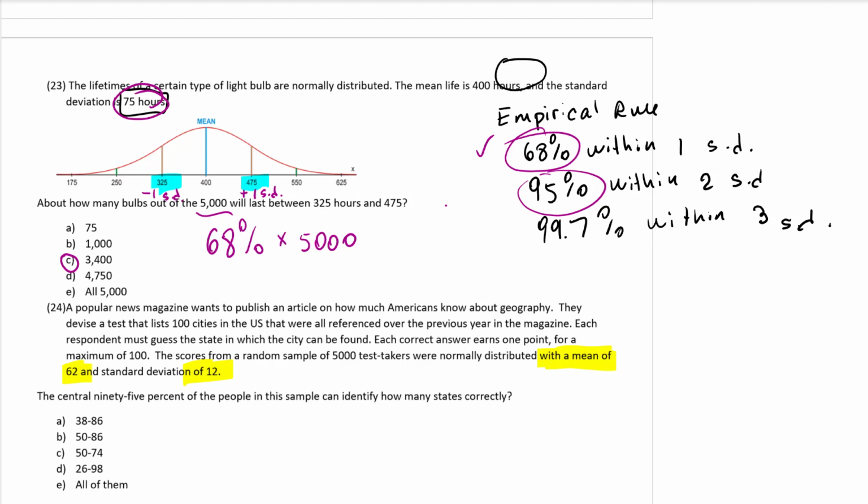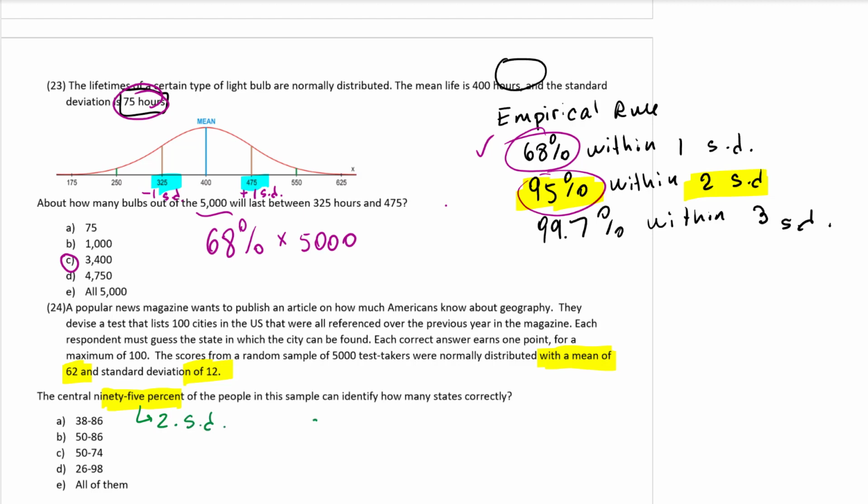All right, so that means that on average, the score will be 62, give or take 12. And it's asking us for 95%. Essentially 95%. So, 95% must be 2 standard deviations from the mean. So what does that mean? 2 standard deviations.